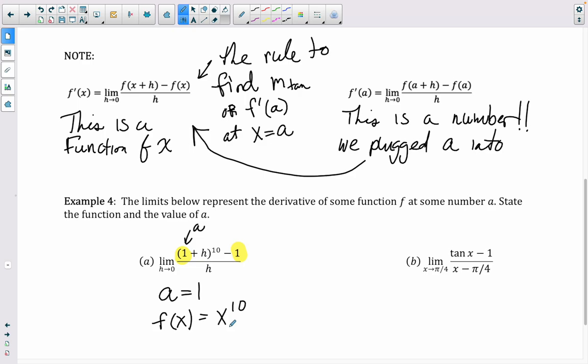Okay. Over here, it's slightly different, right? If you remember from earlier in the video, we were talking about how h is equal to x minus a. And so that's what we have here. So in this case, we can say that we're approaching, so our a value is pi over 4. Right? We're going from x to a, and our function is tan x. So you need to be able to recognize from the limit notation what the function is and at what value we are evaluating the derivative.